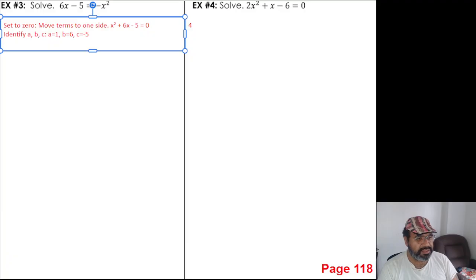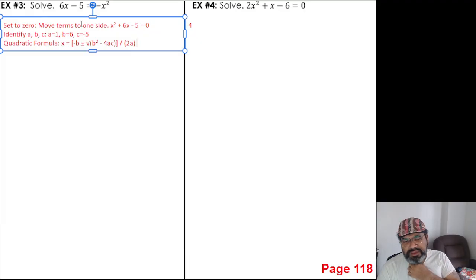Next step, we're going to check factors. Do we have two numbers we can multiply to get negative 5 and add to get positive 6? No, we can't. Then the only way to solve this is the quadratic formula. If you go back to the last page, you're going to see the formula.